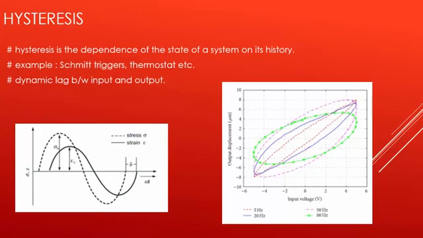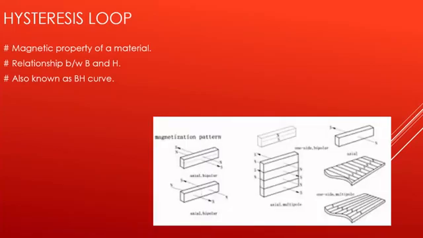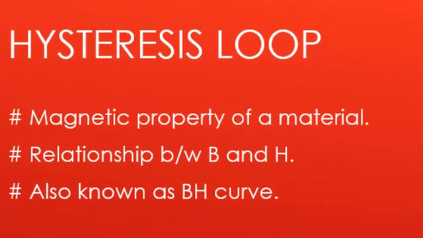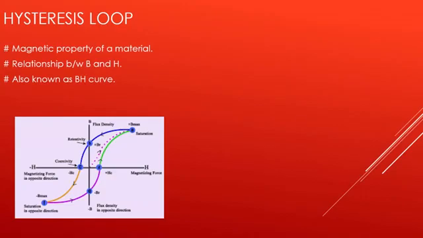Okay, so I think that would be more than enough to come to our next topic, or the main topic, that is hysteresis loop. Now coming to the hysteresis loop, it is being used to study the magnetic property of a material. So point number one is that the loop shows the relationship between induced magnetic flux density, that is denoted by B, and the magnetizing force, that is denoted by H. So the hysteresis loop is also known as BH loop or BH curve.